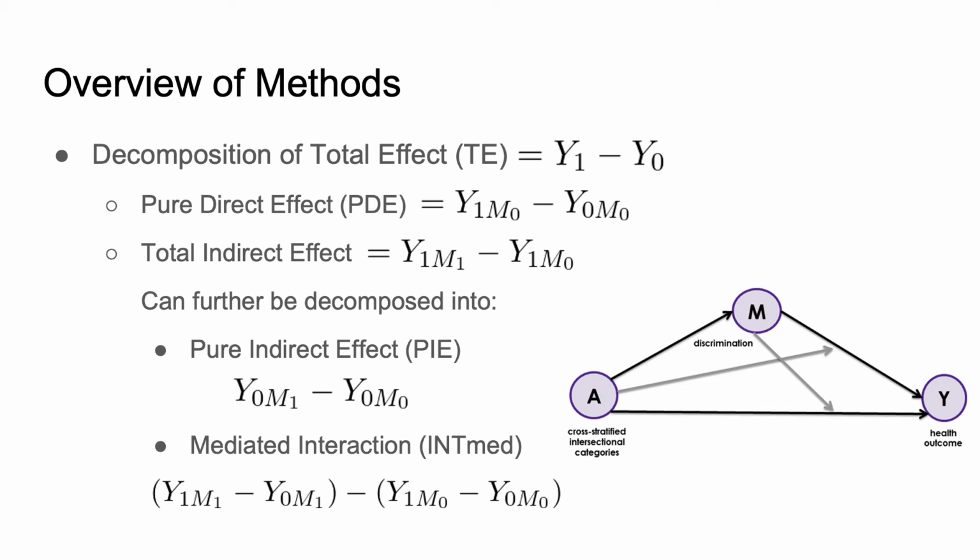The pure indirect effect corresponds to the difference for an individual in group 0 subject to the different levels of discrimination. This is a little bit different from our total indirect effect, which was a similar concept, but for an individual in group 1. The reason for this nuance is that individuals in different groups may be affected to different extents by the discrimination. This complicated interaction is called the mediated interaction, or IntMed, in this model. It's basically the difference between how individuals in different groups are affected by discrimination. Note that this expression can also be rearranged to read Y1M1 minus Y1M0 minus, in parentheses, Y0M1 minus Y0M0, which may be an easier way to see how it relates to what I described as the mediated interaction.